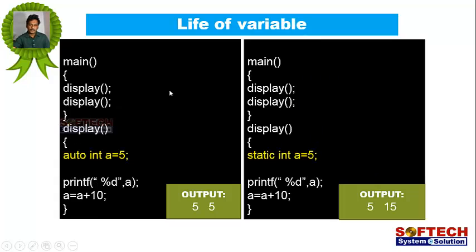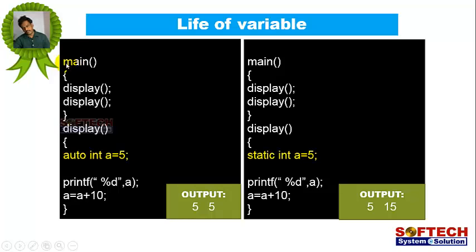This program illustrates the life of a variable. In the main function, it calls the display function, then it again calls the display function. This is the definition of the display function. In the display function we declare auto int a equal to 5. Just putting int a equal to 5 is equivalent to auto int a, because the default storage class specifier is auto.